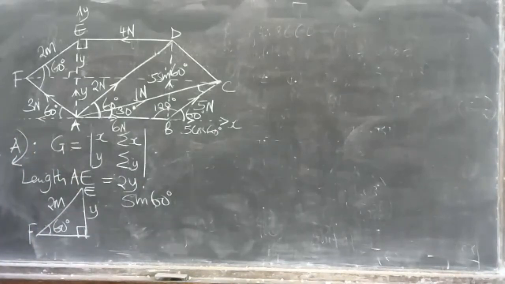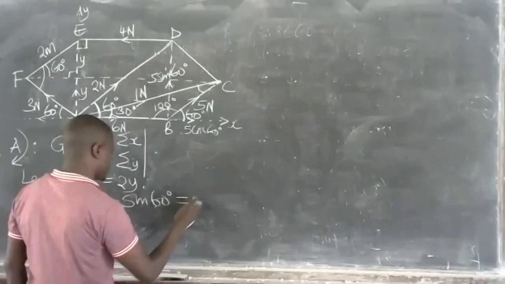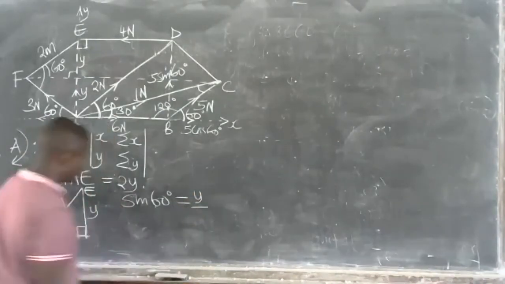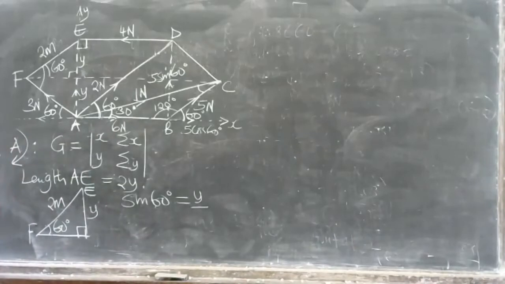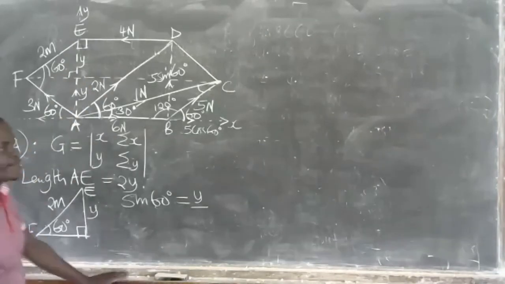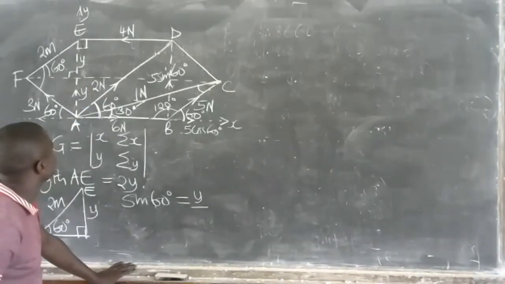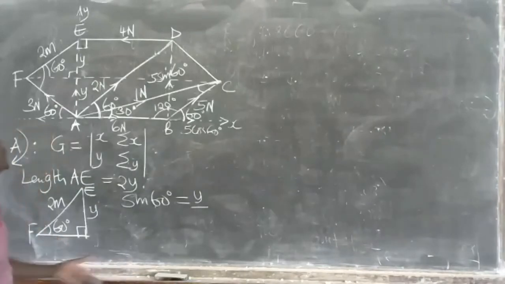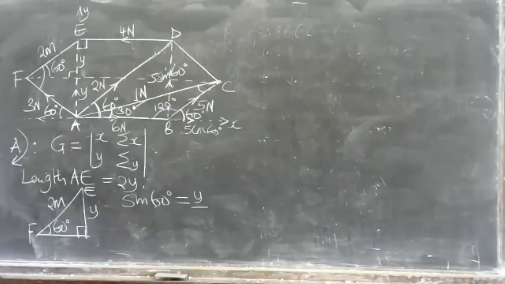Yes? Sine of 60. So where are we finding this thing? Because I thought that the 3 Newton force passes through the S, so it's going to. No. So it doesn't have.